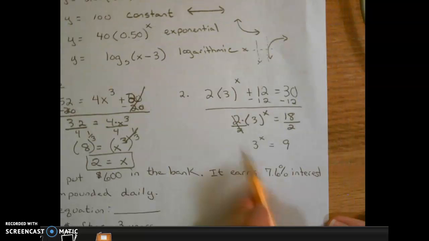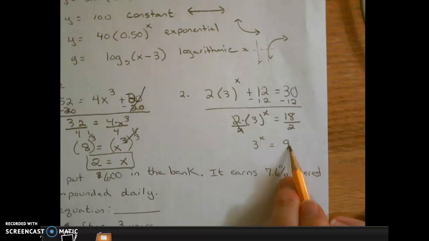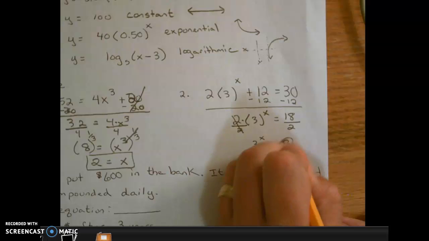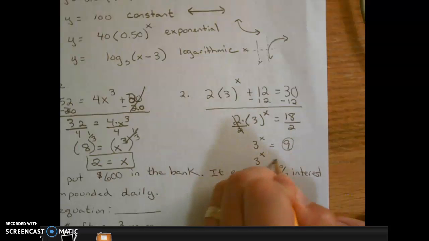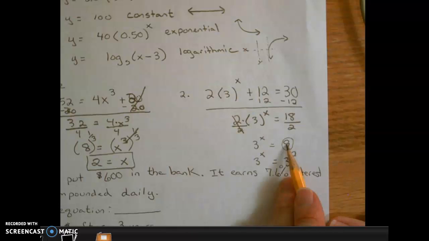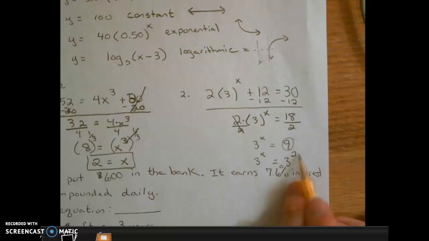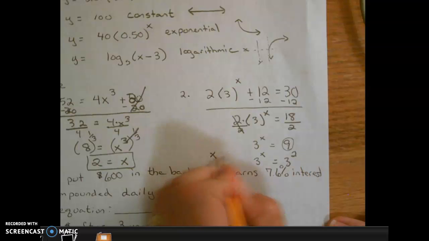And now you have a couple options here to solve this. We could log both sides, do the power property, but I think it's going to be easier just to make the bases the same. So if I want to make 9 into base 3, I could just change it to 3 squared. 3 squared is 9. And so now we can use the property when the bases are the same, we set the exponents equal to each other, and so we get x equals 2.